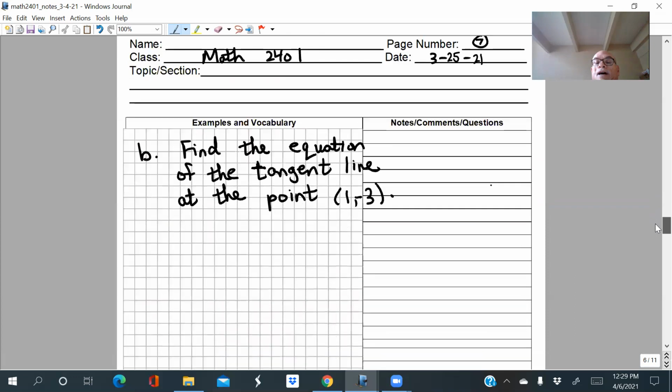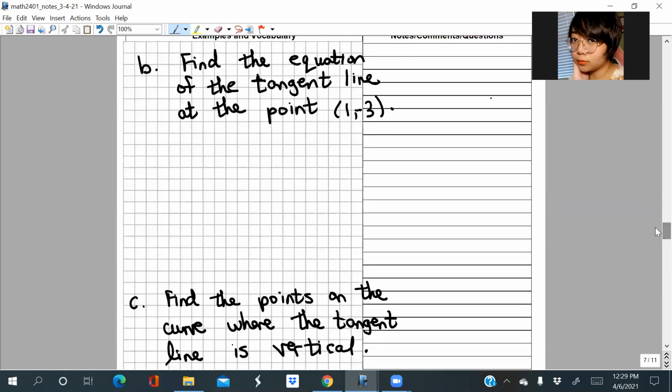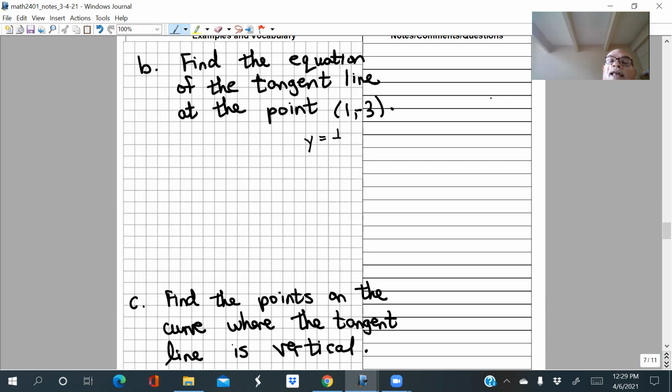What's the equation for that line then? Well, that's easy. It's going to be y equals 1/8, because that's the slope, right? Times x minus 1, because the tangent line has to go through this point, and then add on the y coordinate. So there's the actual equation for the tangent line.